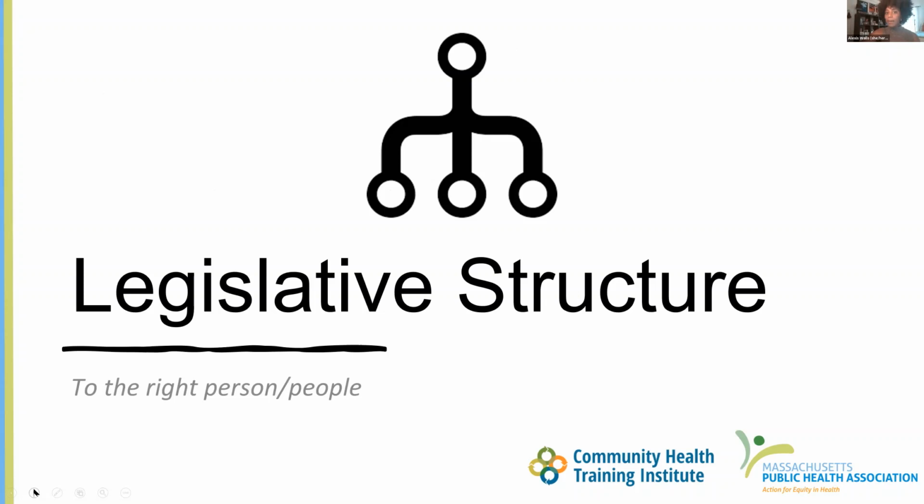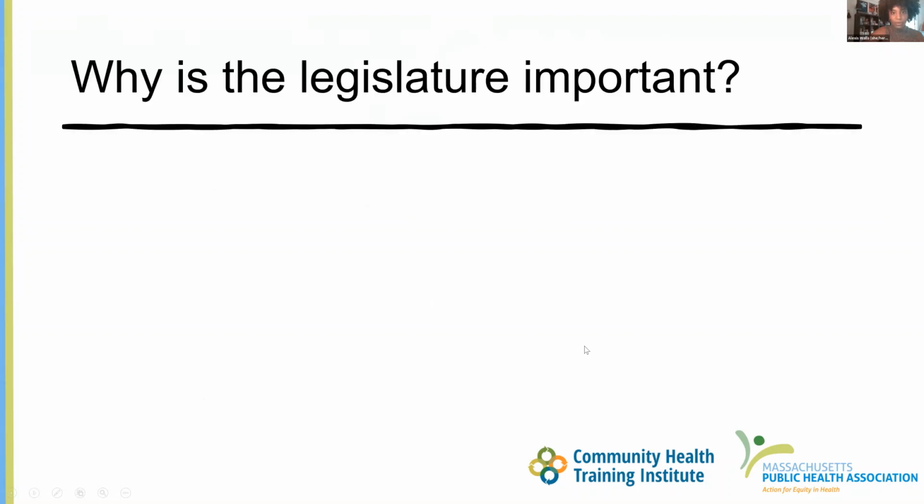So let's talk about the second piece. Let's say we have the right information and we want to get it to the right person. The more specific we can be about who it is that we're targeting with our message, the better. And so let's talk a little bit about the state legislature. To do this, we're going to take a step back and think about why the legislature is even important.